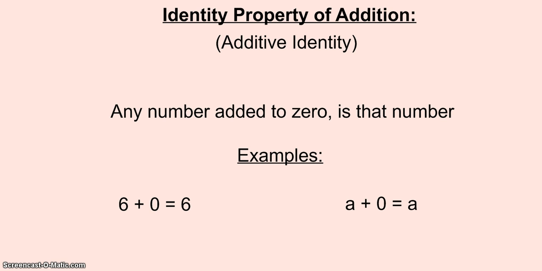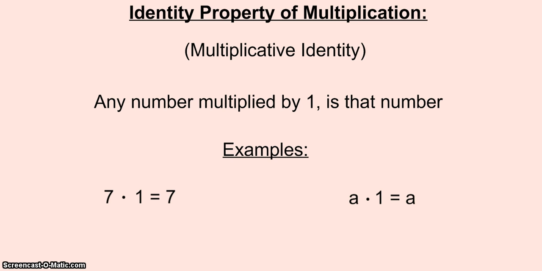The identity property of addition, or the additive identity. Any number added to 0 is that number. So 6 plus 0 is 6. A plus 0 is A. The identity property of multiplication, the multiplicative identity. Any number multiplied by 1 is that number. It is itself. For example, 7 times 1 is 7. A times 1 is A.